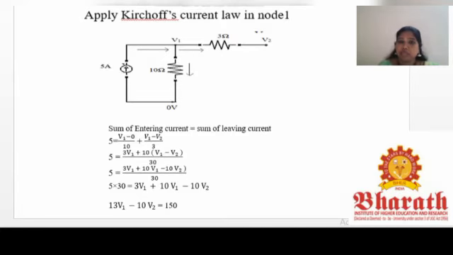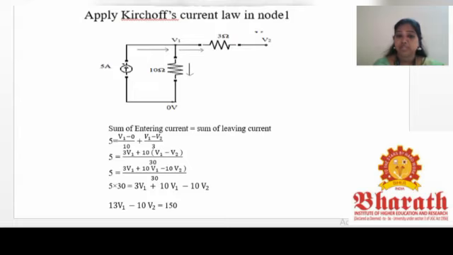When you calculate the elements connected with node 1, this 3 ohm resistance will come along with node 1. When you calculate the elements connected with node 2, this 3 ohm resistance will come along with node 2 also. So we have found the elements connected with node 1. Now we are going to apply Kirchhoff's current law for node 1.